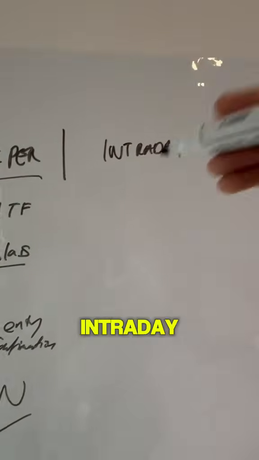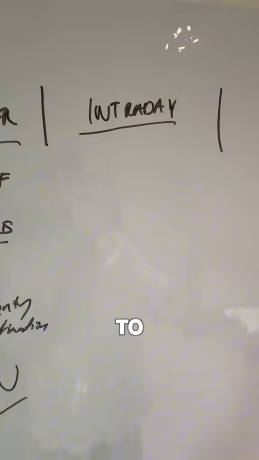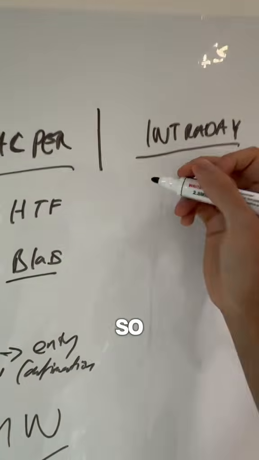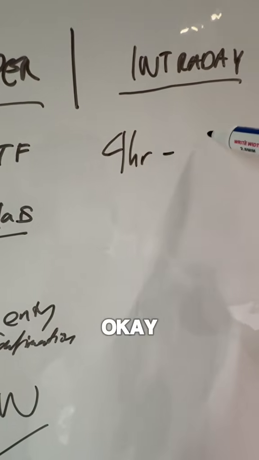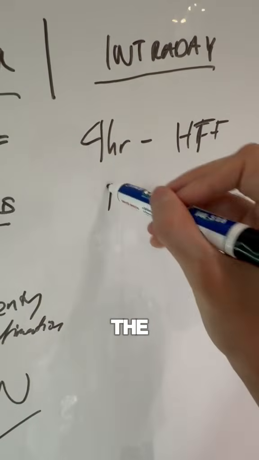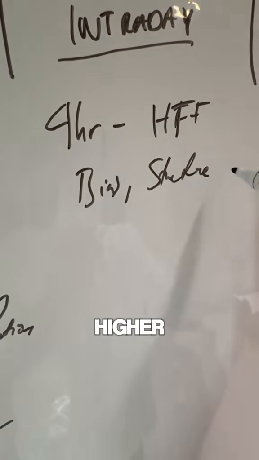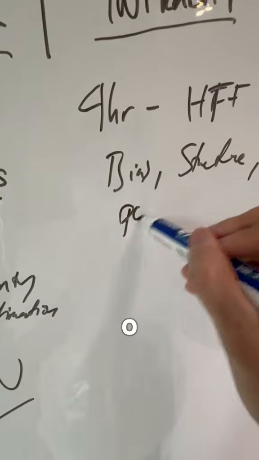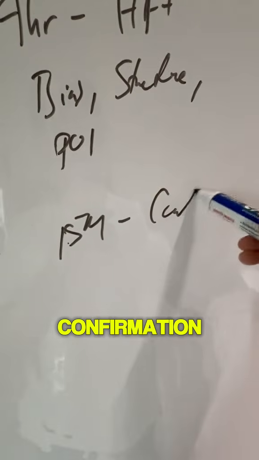Then you can have an intraday trader. This means your trade normally lasts about half an hour to a possible couple of hours. On this, I'm going to recommend using the 4 hour as my higher time frame. This way, I have the bias, the structure, I'm only trading my higher time frame trend, my POIs, and I'm using the 15 minutes for my confirmation.